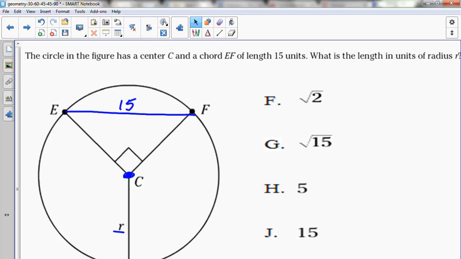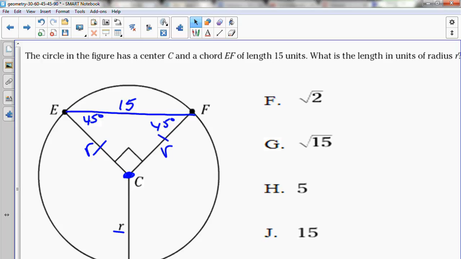So these radii would also be R, wouldn't they? You know, you really should say that: more than one radius, you'd say radii. So those radii would be the same. Now, since those are the same, am I looking at it again? 45, 45, 90.